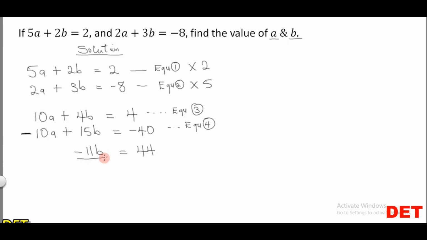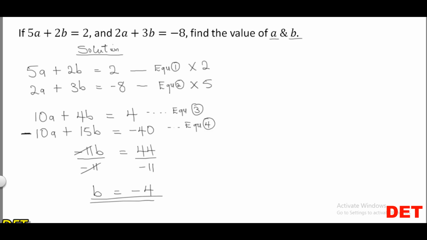So this will be divided by minus 11 divided by what? Minus 11. So that this minus 11 will cancel out this minus 11, so that the b can stand alone. So my b will be equal to 44 divided by minus 11 will give me minus 4. So my b is equal to what? Minus 4. This is the value of my b.